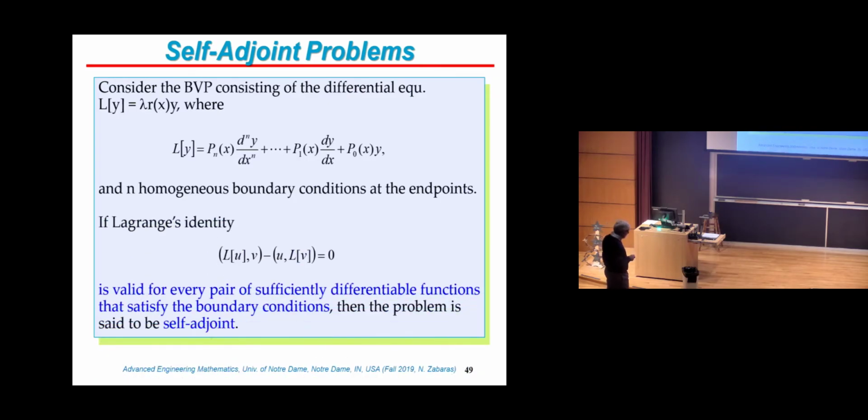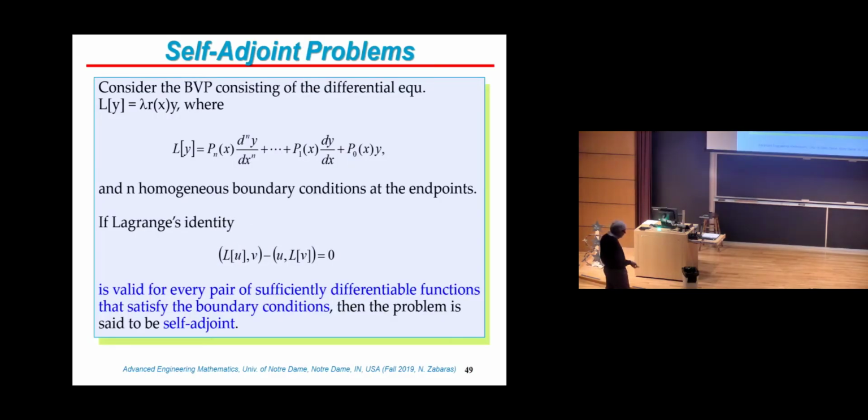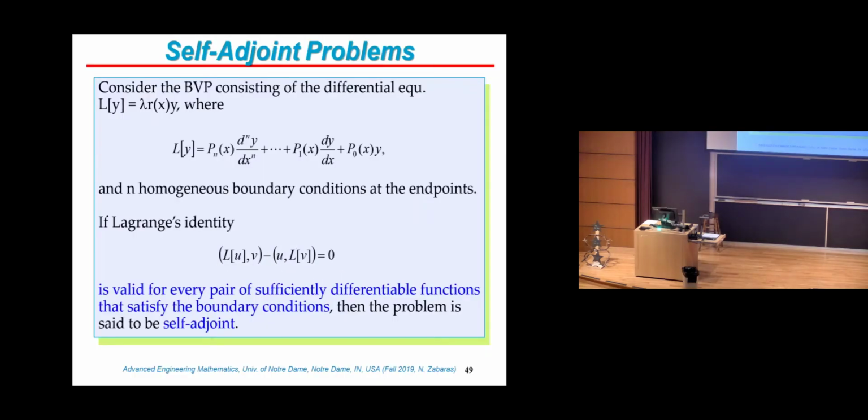So last time I asked you, you remember the Lagrange identity? Assuming that these functions U and V satisfy certain continuity requirements and the boundary conditions, we proved that for the Sturm-Liouville problem, this is equal to that, all right? And the way we prove it is by doing integration by parts. So let me just formally say, if for any differentiable functions U and V that satisfy the boundary conditions you can prove this, then we call the problem a self-adjoint problem, all right?